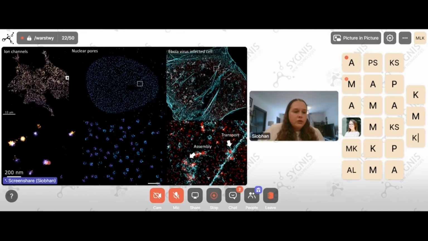Just to point out the first example, here on the left-hand side, we are looking at ion channels on the receptor of mammalian cells. We're looking at two different ion channels, which have been labeled in this example. These ion channels are quite small in size, so they fall below the diffraction limit of standard light microscopy. So we really need the dSTORM techniques in order to visualize these small ion channels on the cell membrane.